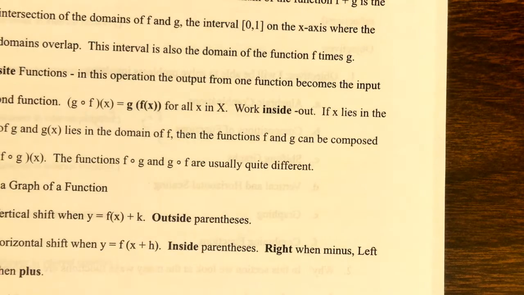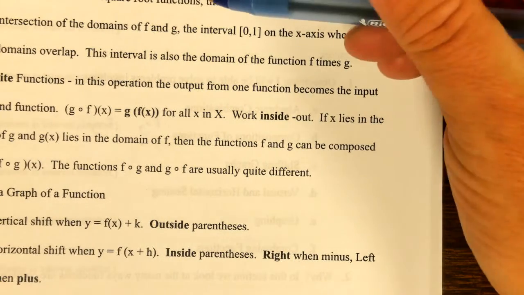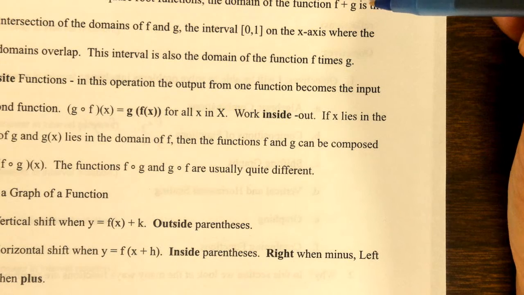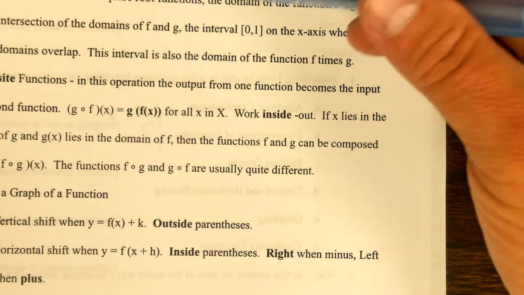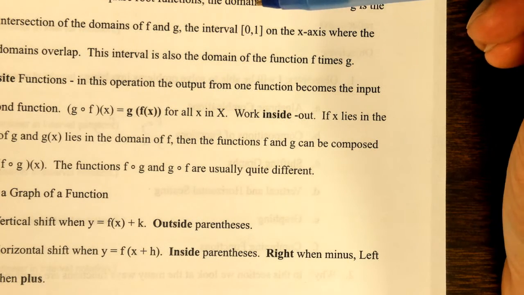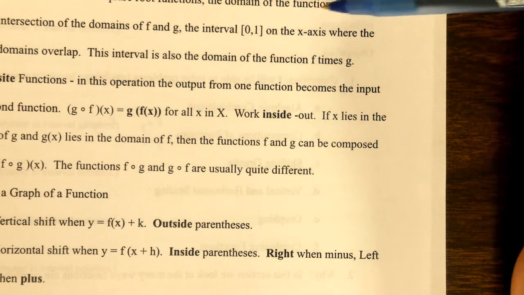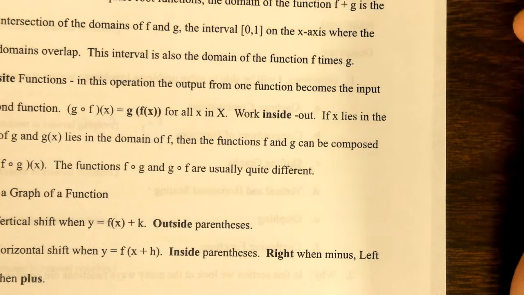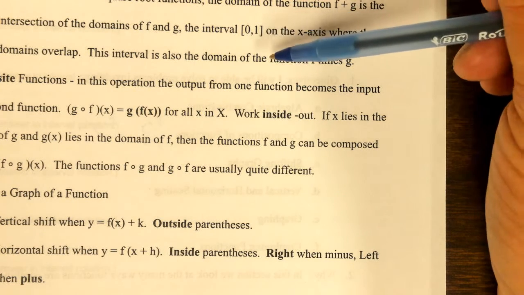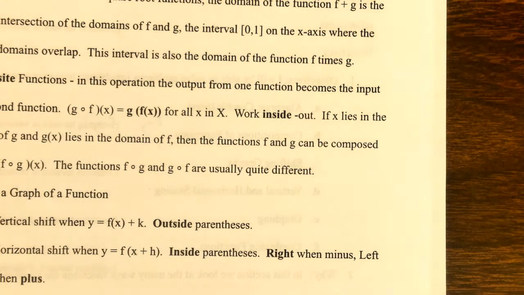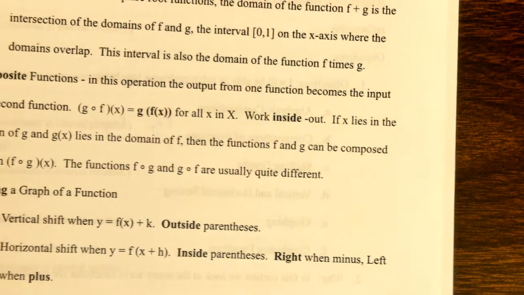So what they're showing you is two square root functions. The domain of f plus g is the intersection of the domains, the interval 0 to 1 on the x-axis where it overlaps. And this interval is also the domain of f times g. So at any rate, it could get complicated.